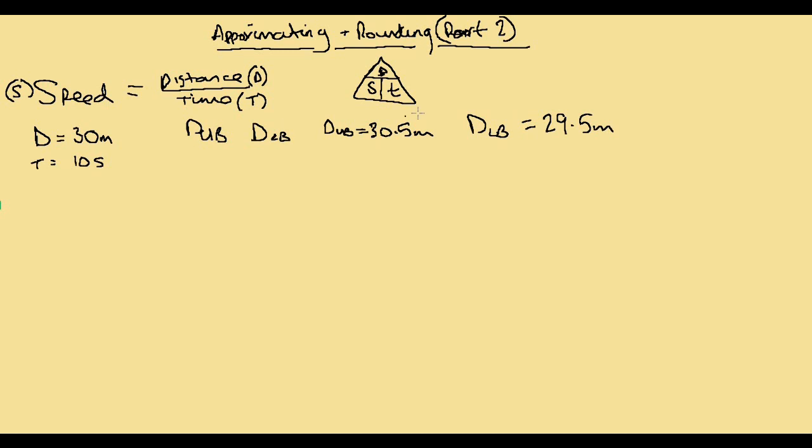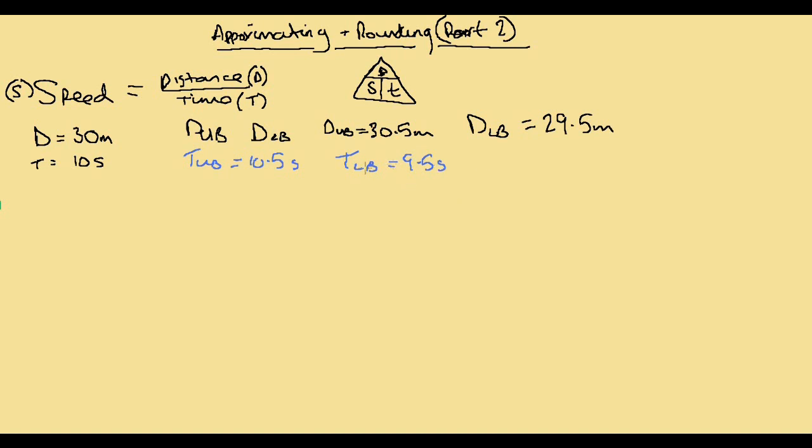So there we go, we found our distance upper bound and distance lower bound. Now what we're going to do is find our time upper bound. We'll do that first. 10 seconds. Well, what would be the upper bound of that? Well, that should be 10.5. 10.5 seconds is the absolute maximum time before it would actually go to 11 seconds. So 10.5 seconds. And what about the time lower bound? Well, that should actually be 9.5 seconds. Anything less than 9.5, hopefully you're getting the gist, would round down to 9 seconds.